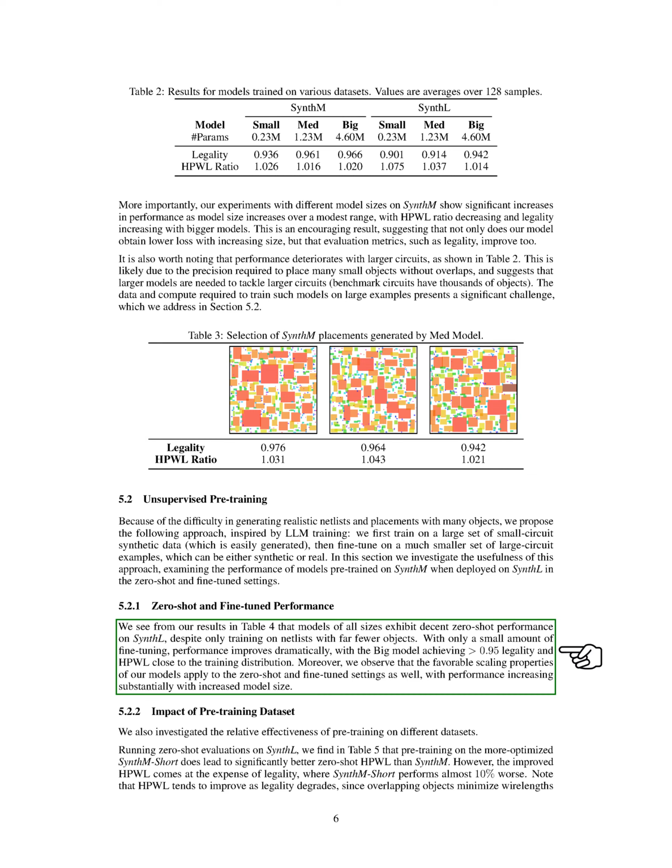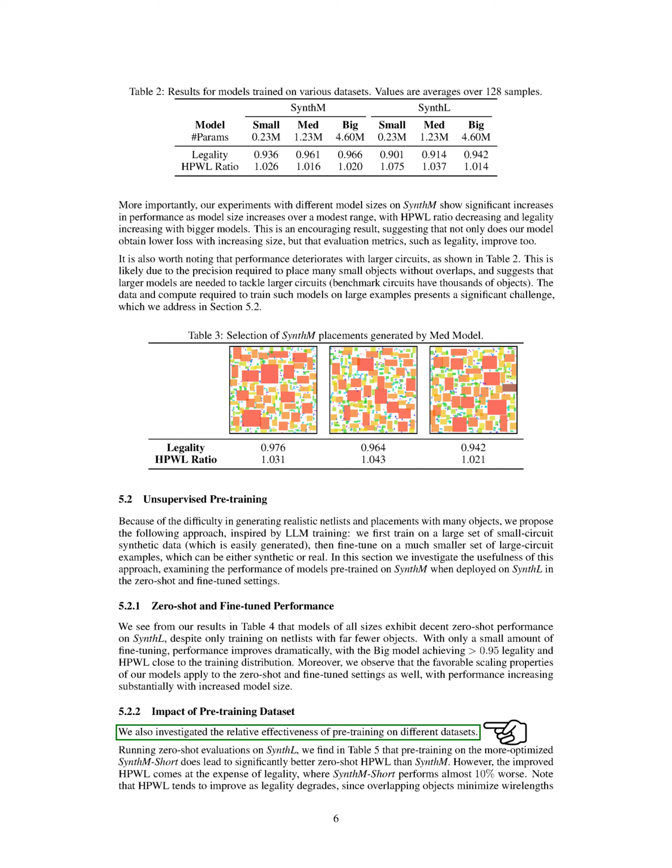Section: Impact of Pre-Training Dataset. In this section, we explored the impact of using different pre-training datasets on our model's performance. When we ran evaluations without any prior training on Synth-L, we discovered that pre-training on the more optimized Synth-M short dataset led to better results in terms of minimizing wire lengths. However, this improvement came at the cost of legality, with Synth-M short performing nearly 10% worse in that aspect.